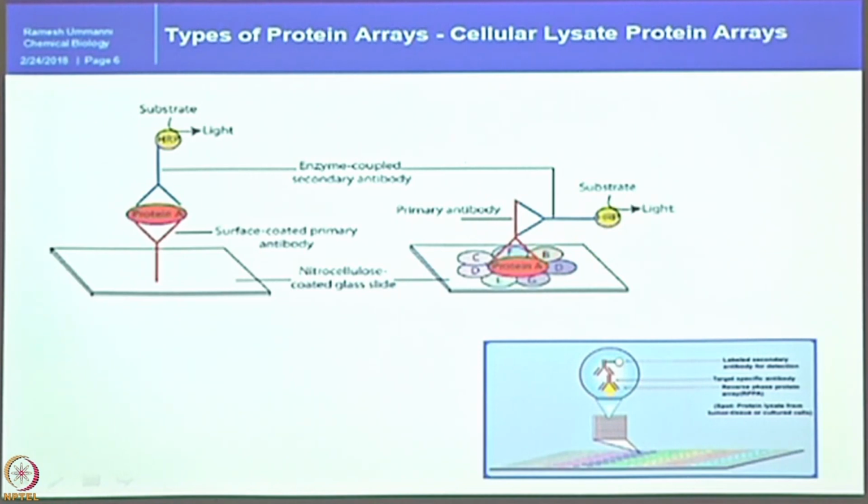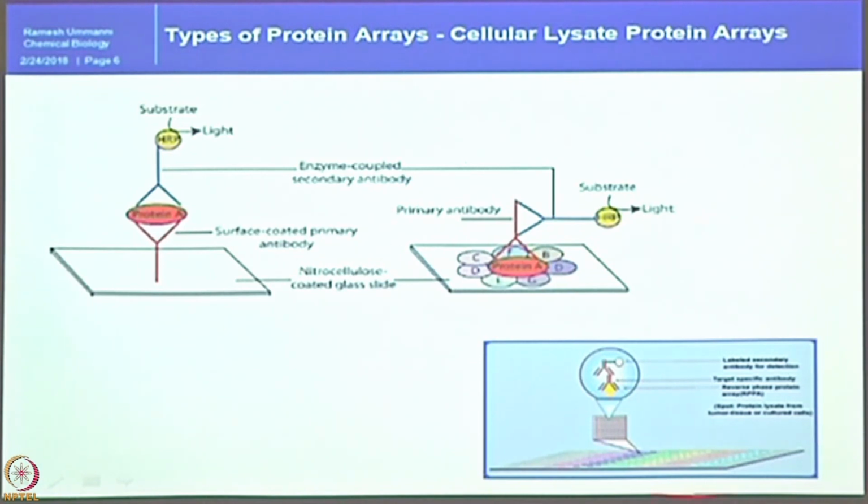Then you add a primary antibody against protein A. It will bind to protein A in the mixture. Then use a secondary antibody directed against the primary antibody you have used. So you can see that this red Y is now detecting protein A. In the forward array, the red Y is capturing protein A. That's the difference between forward array and reverse array. Once the primary antibody is bound to protein A, after several washings, you use the detection antibody, which is nothing but a secondary antibody labeled with a specific visualization method, and then you can detect it.